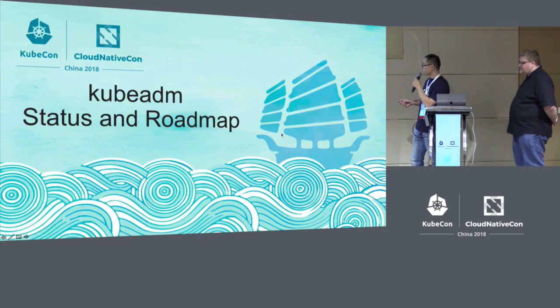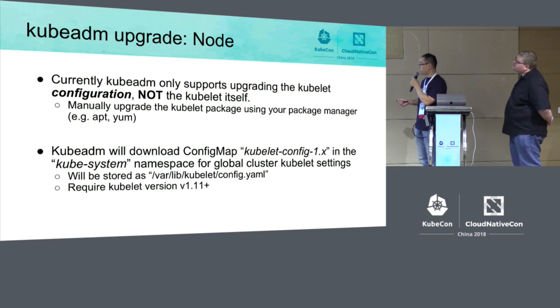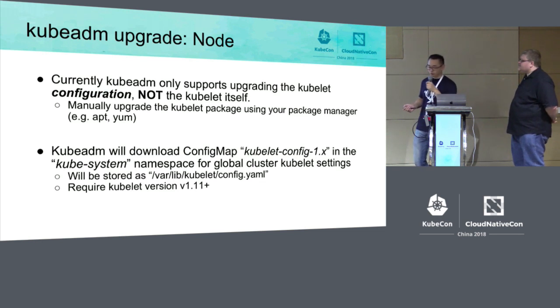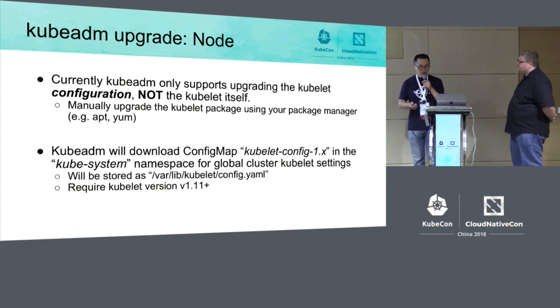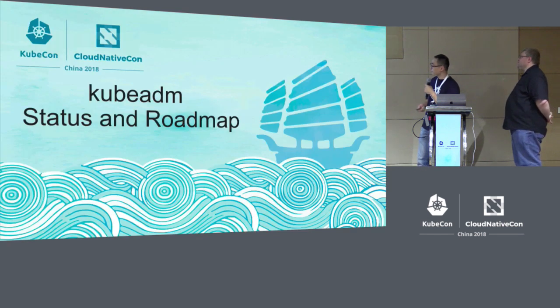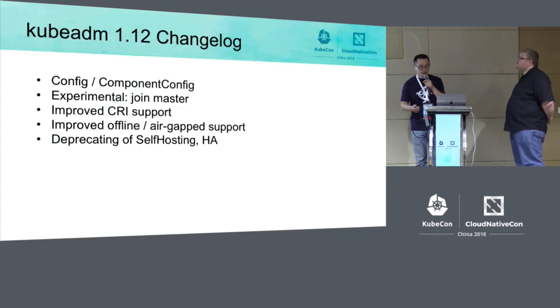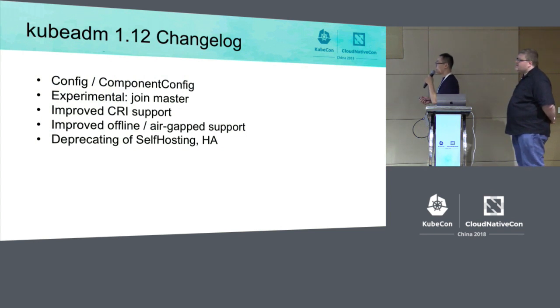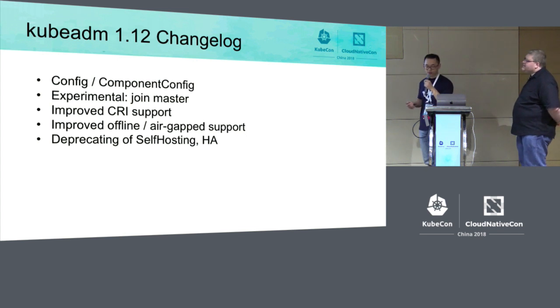The kubelet config 1.1.x, where x represents your kubelet version here. For this feature, we require the kubelet version to be 1.11 or higher. So for kubeadm, we have several changes in 1.12. One is that we are adding component config into our API, which is still considered alpha, but we will try to make it a higher version in the next release.